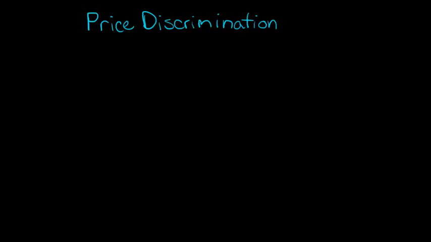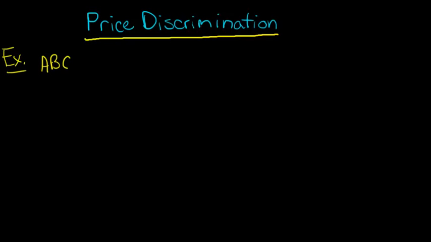In this video, we're going to talk about price discrimination, which I think is probably best illustrated with an example. So let's say that we have a company here called ABC Corporation. Now, ABC Corporation has some good or service, it doesn't really matter, that actually costs them $4 per good or whatever to distribute to customers. So the cost is $4 a unit.